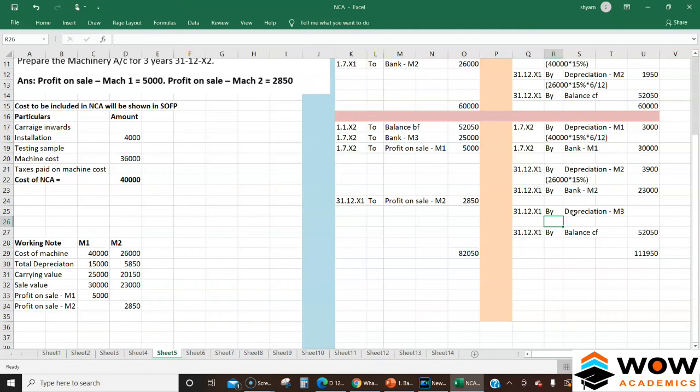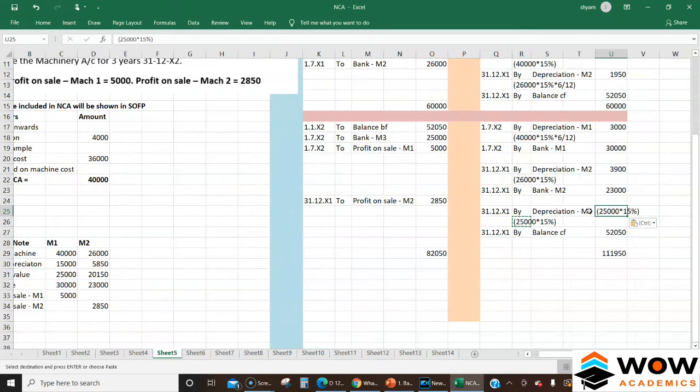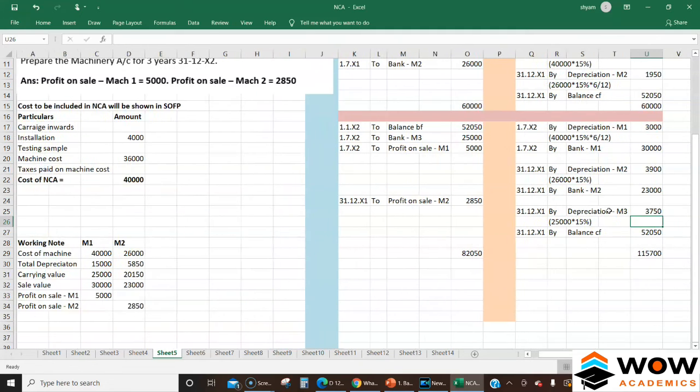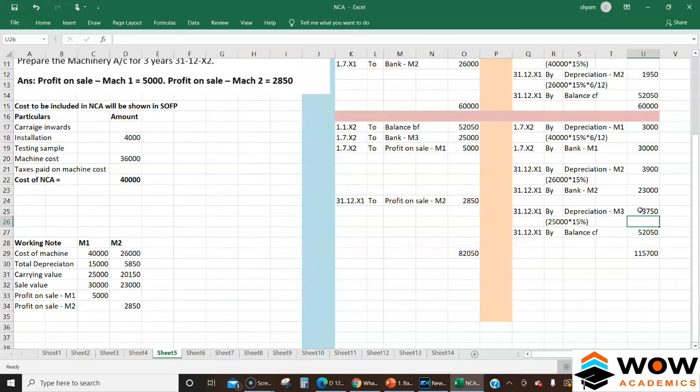See, that comes to 25,000 is the machine value. Okay, so that comes to 3,750. So what is the total machine balance value? So we'll try. It's very easy. Okay, so the total comes here to 82,050.